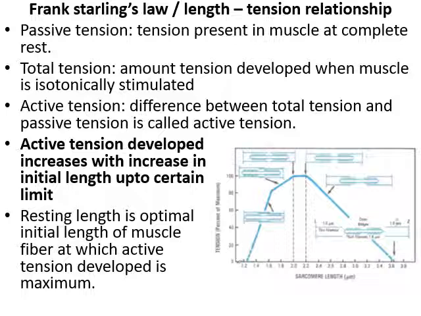So what is resting length? It is the optimal initial length of the muscle fiber at which active tension developed is maximum. So in our body, during rest, all the muscles are innervated and attached at a resting length, that is at an optimal initial length at which the active tension developed would be maximum when they are activated. That's how our muscles are optimized. The initial length of our muscles is optimized.